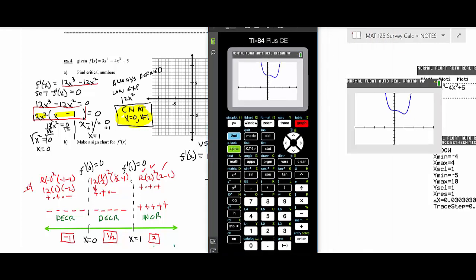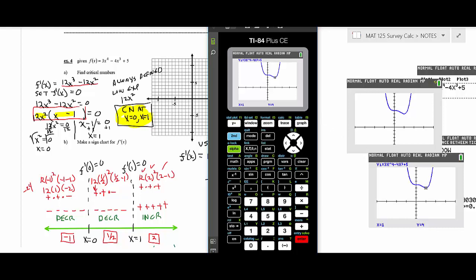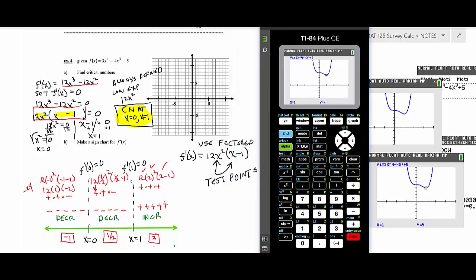All right, a couple of things on this. Let's trace at that minimum. That minimum occurred at 1. So if I trace at 1, that'll give me this. Okay, that's the graph that I get. And for our graph, let's go ahead and plot that point 1, 4. So we have the point 1, 4 is where the minimum is.